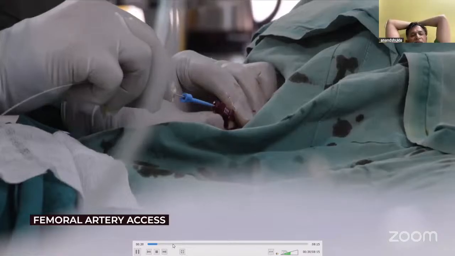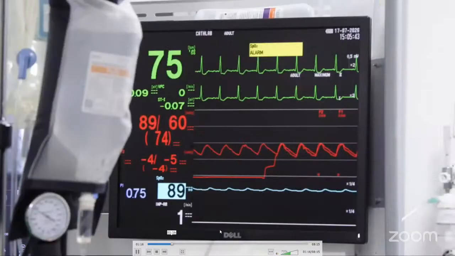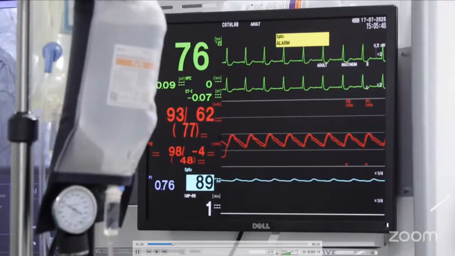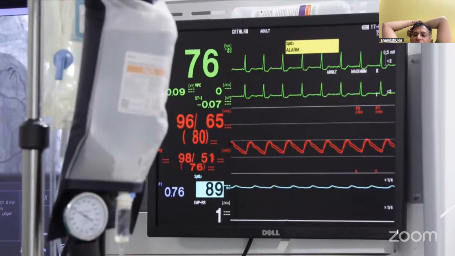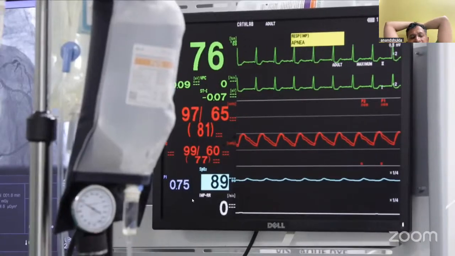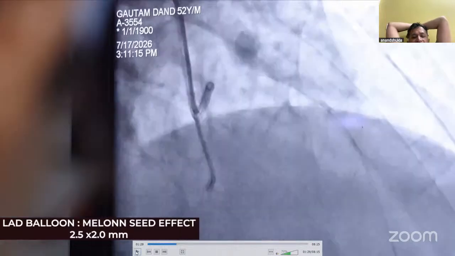Yeah, here the bilateral injection you can see. Now you will be able to appreciate the ECG changes and the blood pressure recording. You can see the patient is hypotensive. Just stop here, I want to highlight. So this patient had borderline blood pressure and saturation remained low.